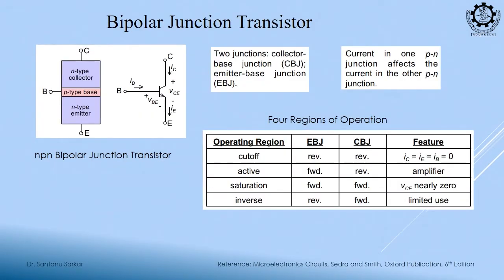Now, these are the different operating regions. We have two junctions, one is the collector base junction and another is the emitter base junction, right. Now, in cutoff and saturation, these two, the BJT can work as a what? Switch, and in this region the BJT can behave like an amplifier.